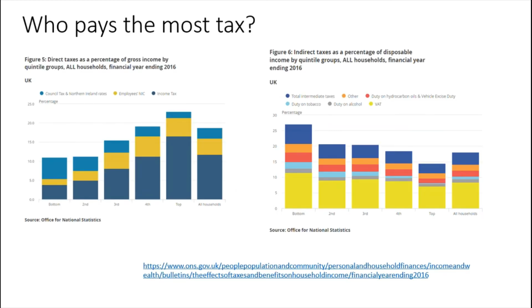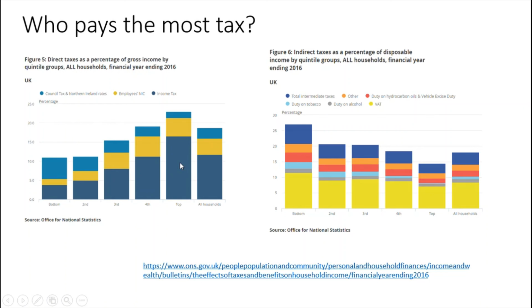These two graphs really sum up the idea of a progressive versus regressive tax system really well. On the left-hand side, we see direct taxes such as council tax, national insurance, and income tax. And look at what happens with income tax. When you move from the bottom to the second, third, fourth, and fifth quintiles, which is to say as you go from lower income individuals to the top 20% of individuals, you can see that the percentage of their income increases as they earn higher incomes. Because of the way that income tax is structured, the people on the top incomes are going to pay the higher rates of tax.